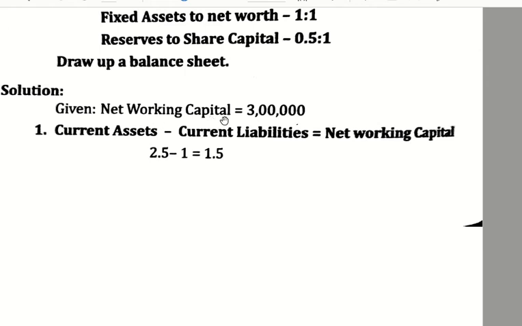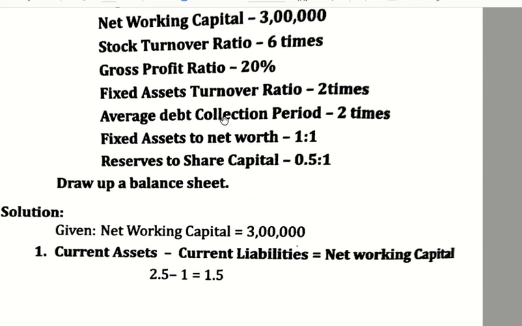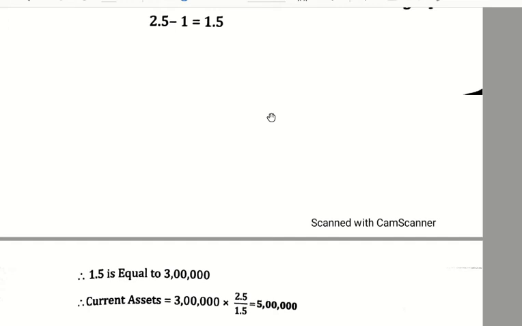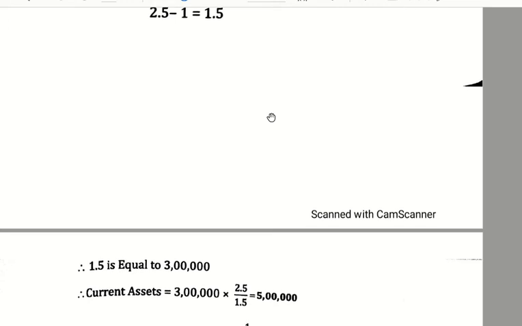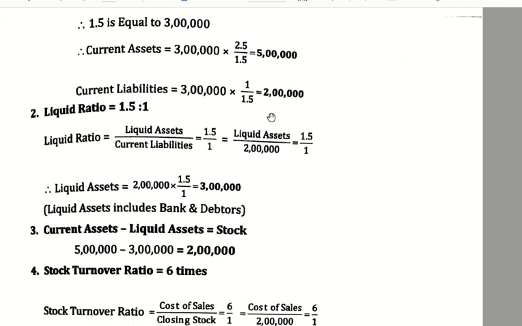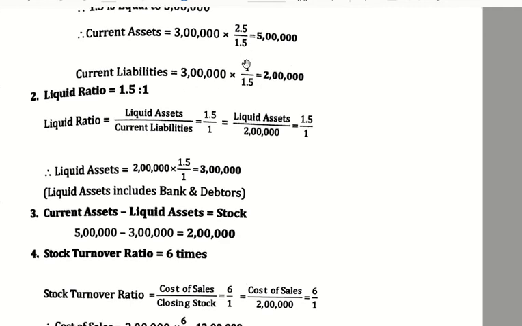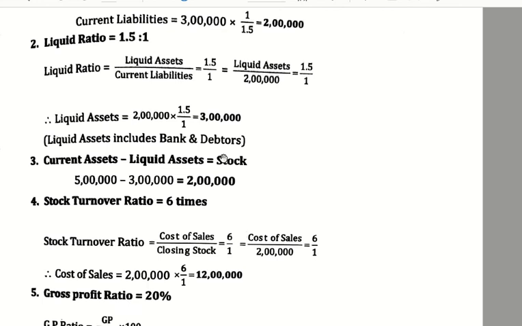So they have given the net working capital and the current ratio, which is 2.5:1. So we can find out the current assets and current liabilities using this. Current assets minus current liabilities is equal to net working capital. So 2.5 minus 1 is equal to 1.5. Therefore 1.5 is equal to 3 lakhs. Therefore current assets is equal to 3 lakhs into 2.5 divided by 1.5, which gives current assets to be 5 lakhs. Current liabilities is equal to 3 lakhs into 1 divided by 1.5, which is 2 lakhs.